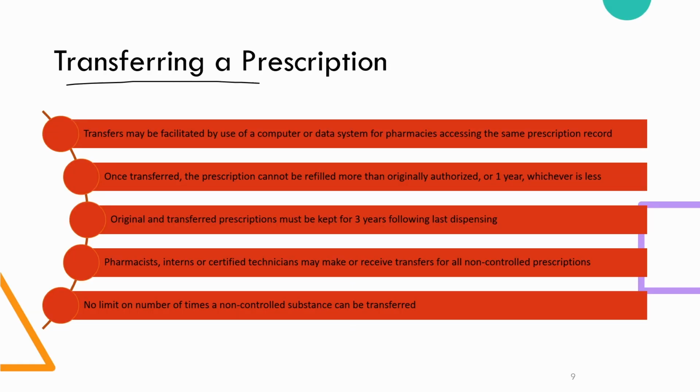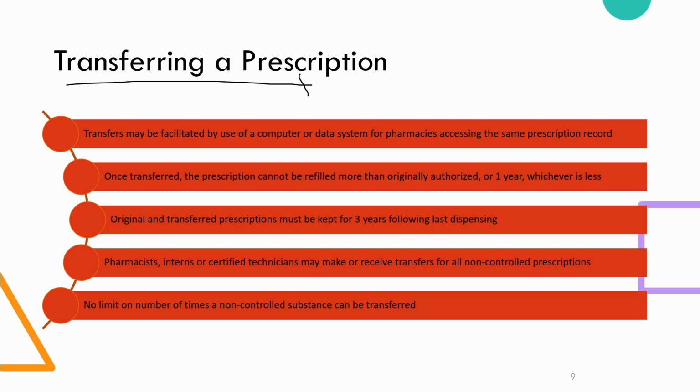This one talks about transferring a prescription. When you're transferring a prescription, it could be done by computer or a data system for pharmacies accessing the same prescription record. What they mean here is that if you're using Walgreens to Walgreens, then you can use the same data system or software, basically. And once transferred, the prescription cannot be refilled more than what's originally listed on the prescription. That's very important, or 1 year, whichever is less.